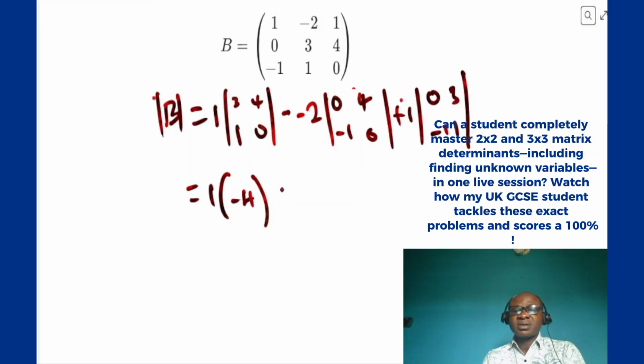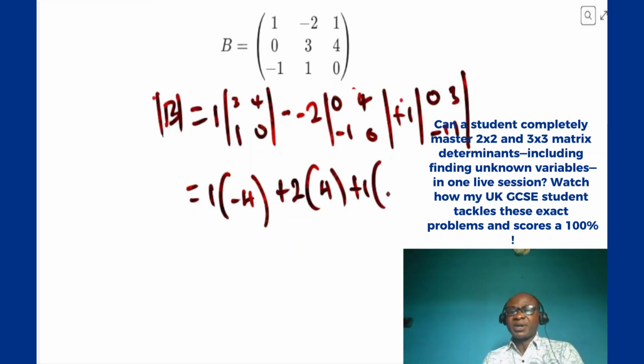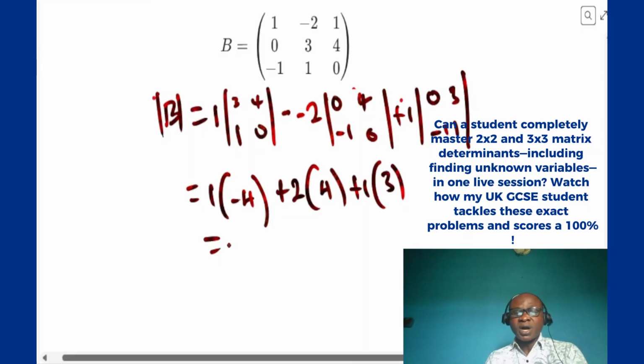Next one is 4. The next bracket is going to be plus 2 into what? What will be in the bracket? 4, positive 4. Then the next one will be plus 1. What will be in the bracket? Positive 3. Okay, because of minus, isn't it? Yes, sir. Beautiful. Now, in the first bracket, I now get what?